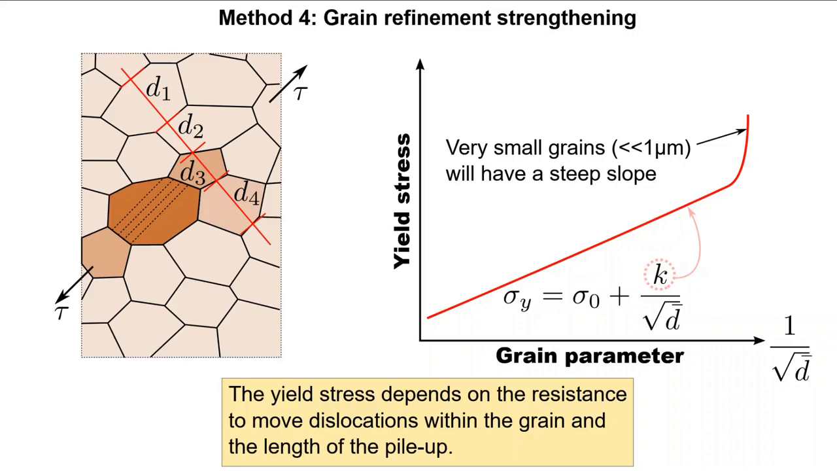This is because the overall strengthening effect is both the resistance to dislocation movement within the grain and the length of pile-up dislocations at grain boundaries. When the size of the pile-up starts to encroach upon the size of the grain, the yield stress will be extremely high.